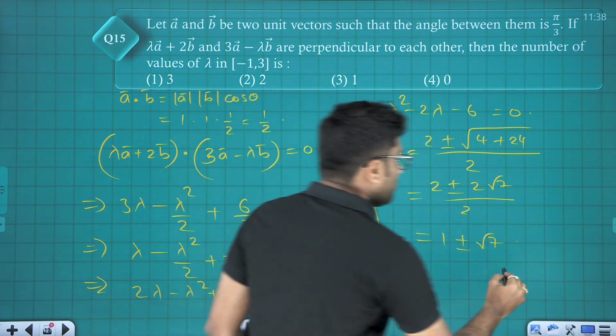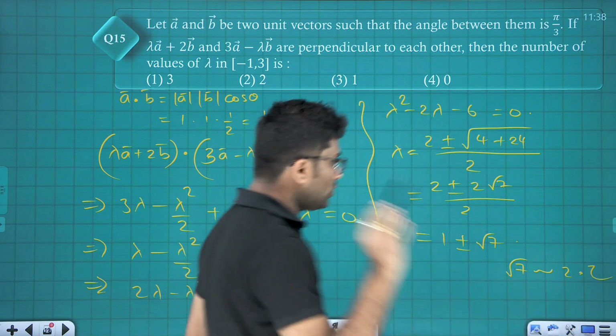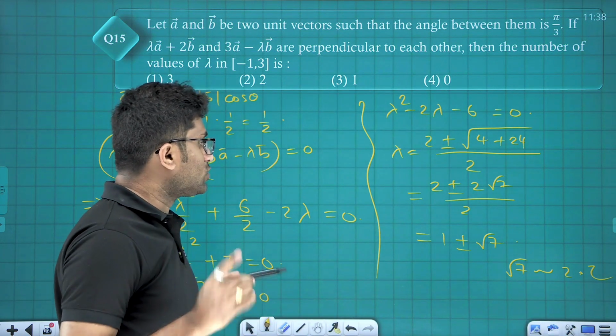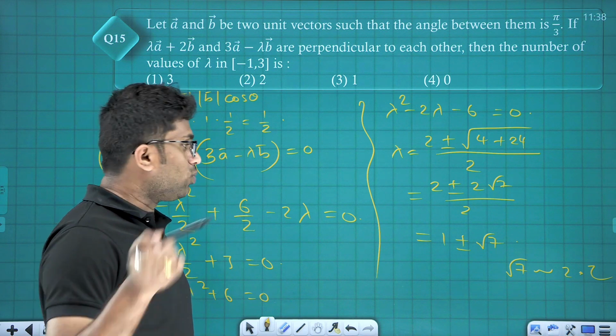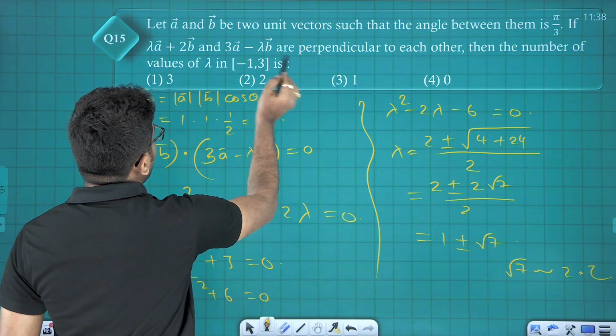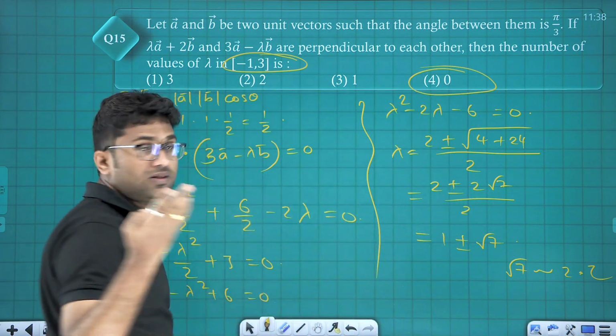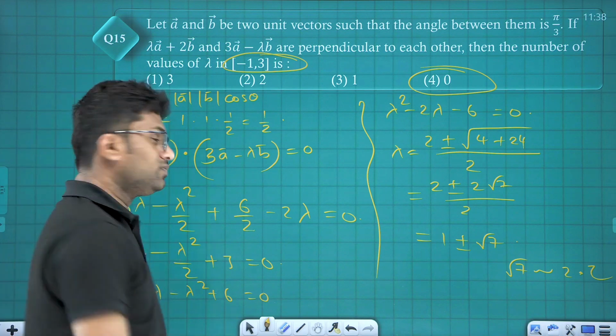Dear friends, the root 7 value is approximately 2 point something, 2.6. So 1 plus 2 point something is greater than 3, and 1 minus 2 point something is less than minus 1 point something. So clearly there are no values in this range. The number of distinct values that we have for lambda in this range is 0.